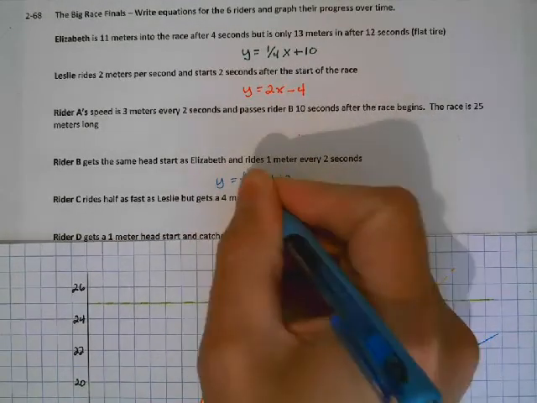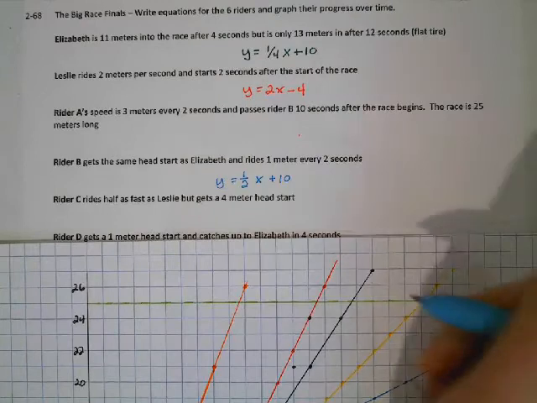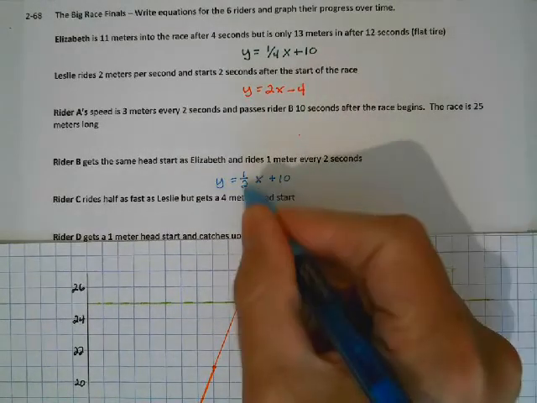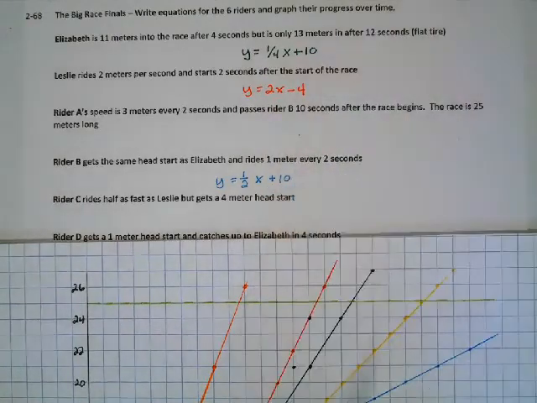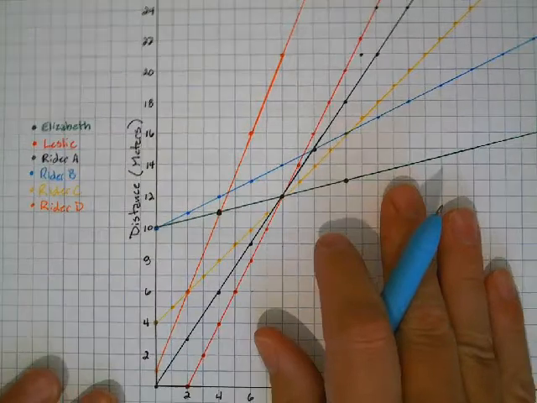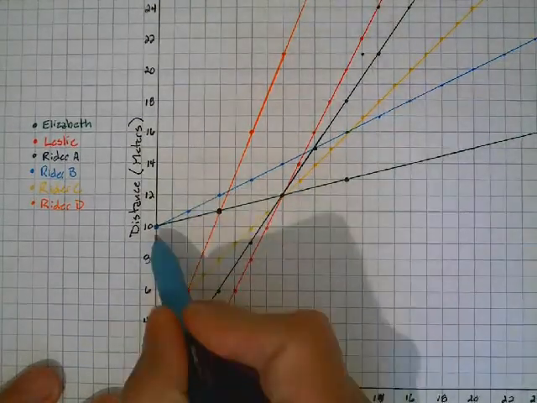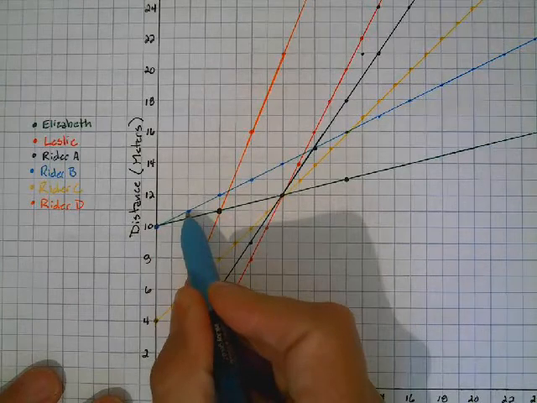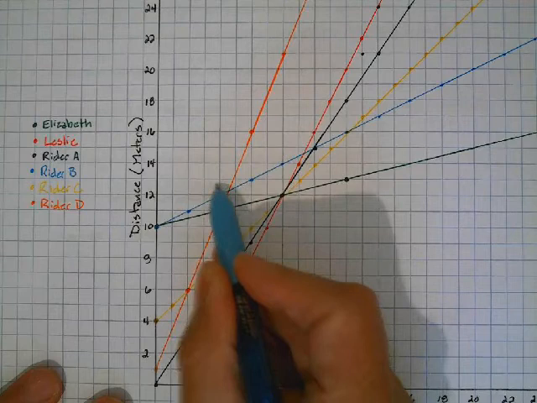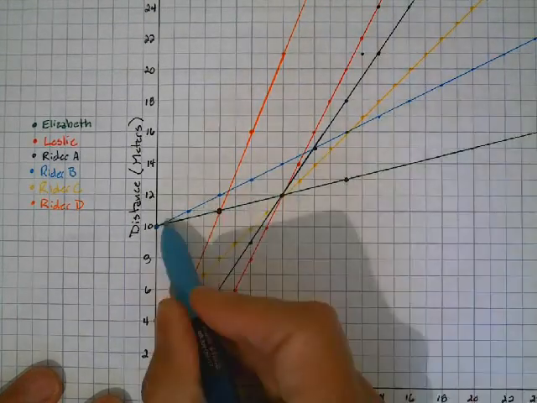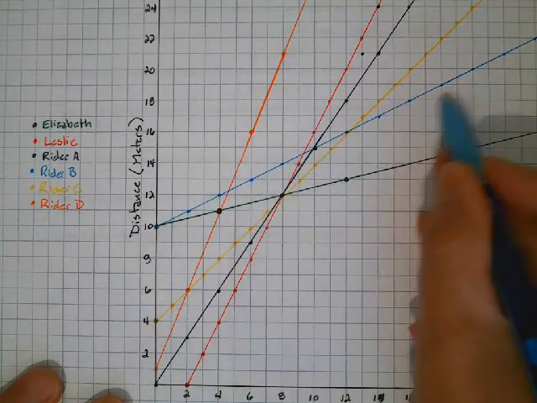Because the change in y goes on top, the change in x goes on the bottom. Meters is the y, seconds is the x. So 1/2 x plus 10. Okay, so graphing that in the light blue, I've got starts at 10, and then up 1/2 for my slope triangle. So 1 meter for 2 seconds, 1 meter for 2 seconds, 1 meter for 2 seconds, and I keep on going. So there is the line for rider B.